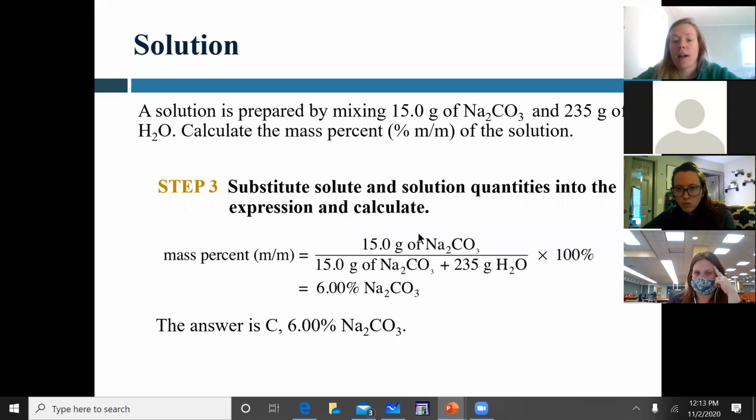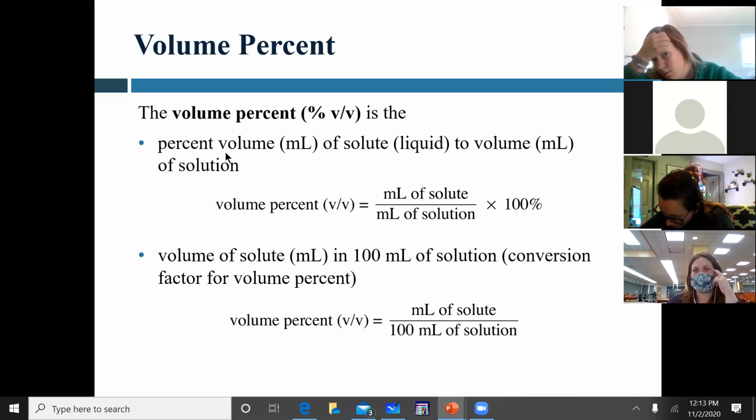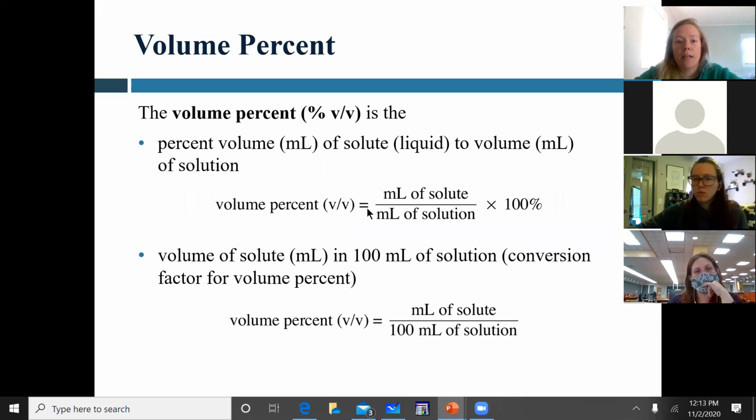So we take our 15 grams and divide it by that 250 grams and multiply it by 100, and we should end up with 6%, or 6% of the solution is Na2CO3. So we'll get into volume percent next time, and molarity next time.